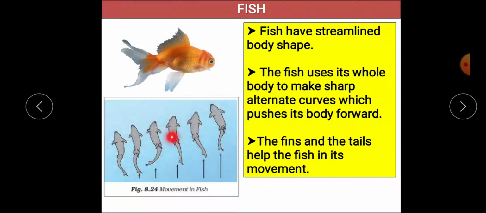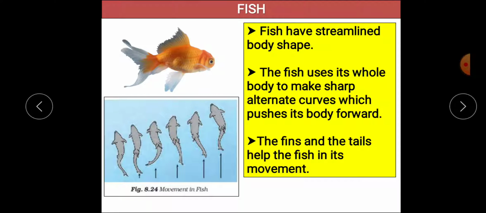So this alternative curve movement of the head part and the tail part jerks and pushes the body of the fish forward, and it moves through the water. The fins and the tail help the fish in its movement and also in balancing its body.